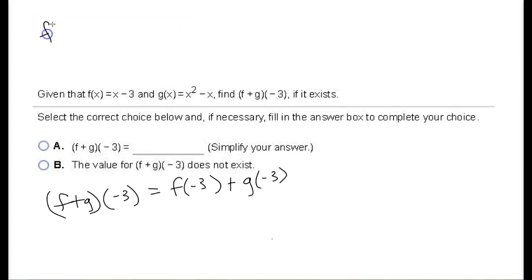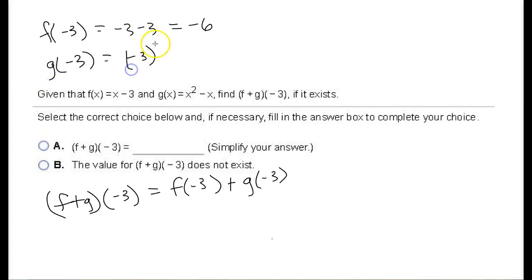So I'll do that up here. So f of -3, we plug in -3 everywhere where we see x. That ends up being -6. G of -3, plug in -3 everywhere where we see x. And -3 squared is 9. And subtract a -3 is the same as +3. So you'll get 12. And so that means here we would have -6 plus 12, which would end up being a +6 for the answer.